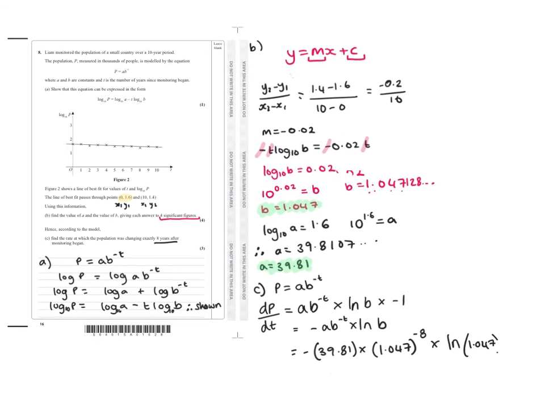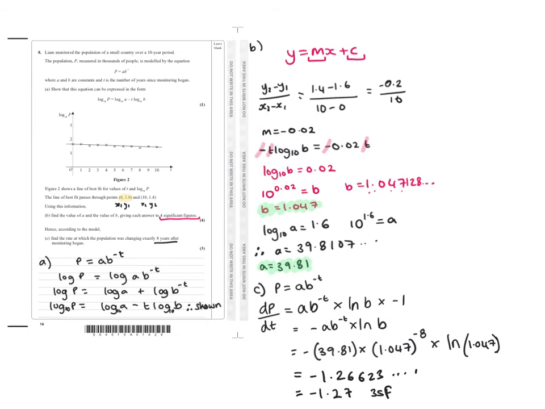So, when I type all of that into my calculator, I get minus 1.26623, blah, blah, blah. If we just do minus 1.27, okay, 3 significant figures. Okay, because it's a negative, we know that it was decreasing. We know that anyway, because we have a negative gradient, we can see that. So we know the population was decreasing at a rate of minus 1.27.